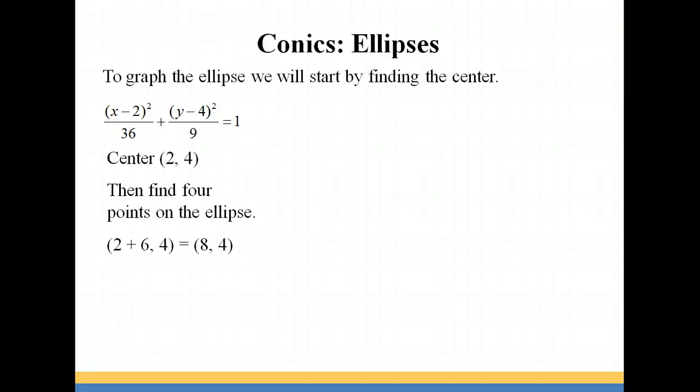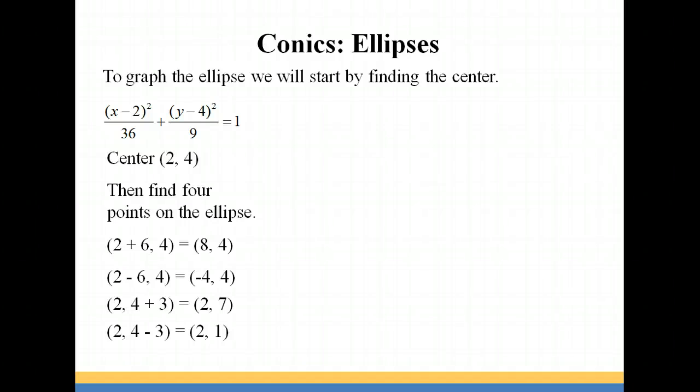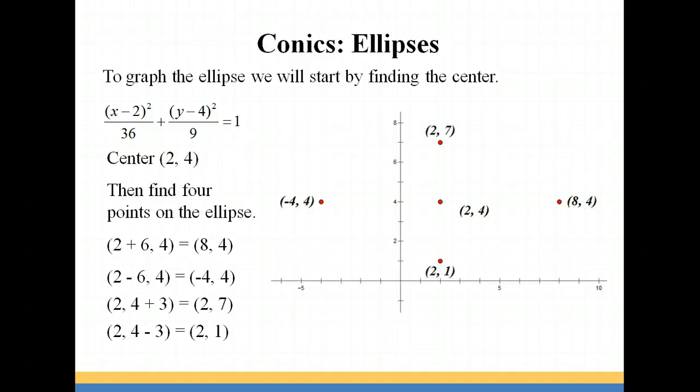So if we add the A value to the x coordinate, we get 8, 4. And if we subtract it from the x value, we're going to get negative 4, 4. Then if we take the B value and we add it to the y coordinate, we get 2, 7. And if we subtract it from the y coordinate, we get 2, 1. So these are the 4 points that we found, and I also plotted the center.